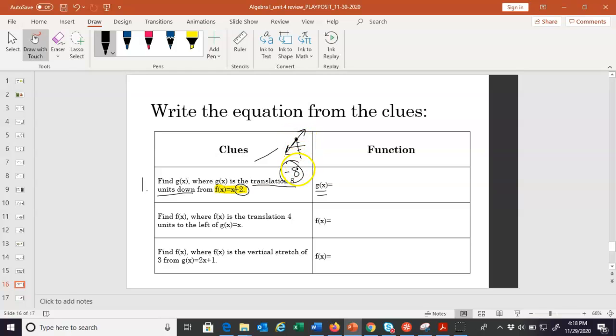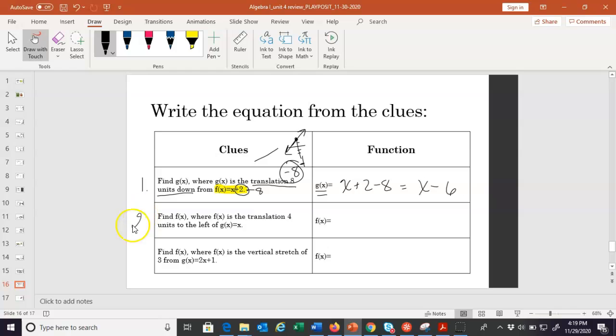Where is the new y-intercept? About here, right? So you're taking this value and you're subtracting 8 from it. That's all we're doing. So the new function is going to be x plus 2 minus 8, which is x minus 6. That is the new translated function after we took the whole thing and moved it down 8 units.